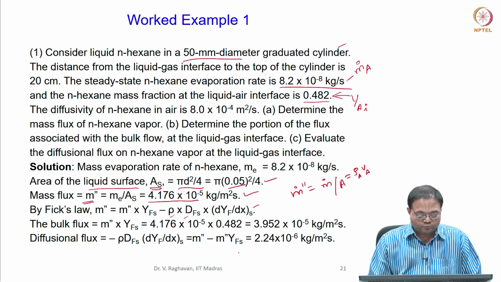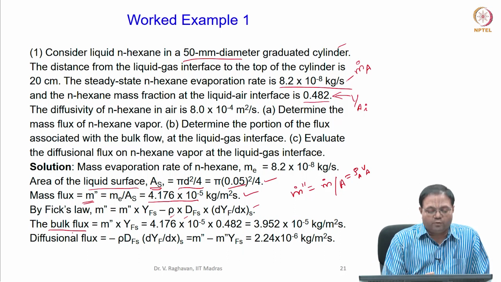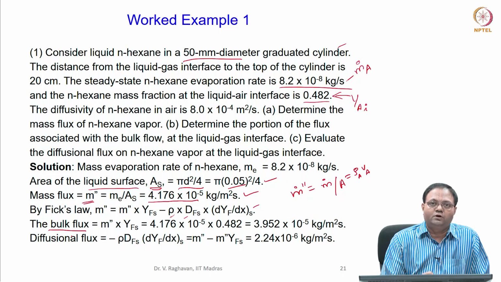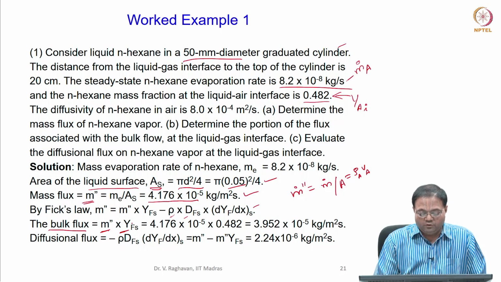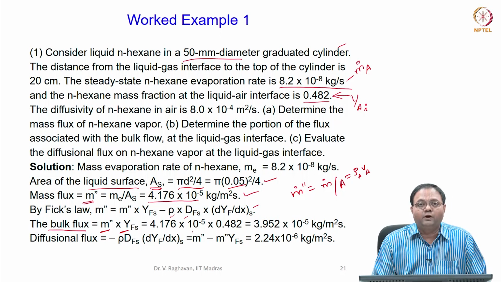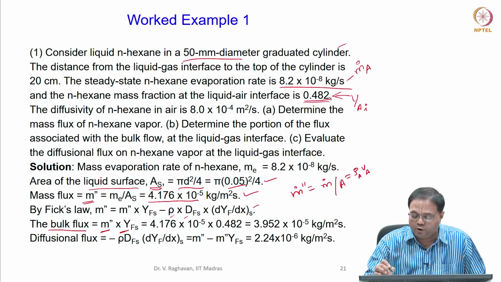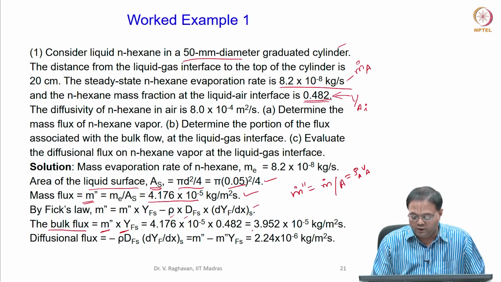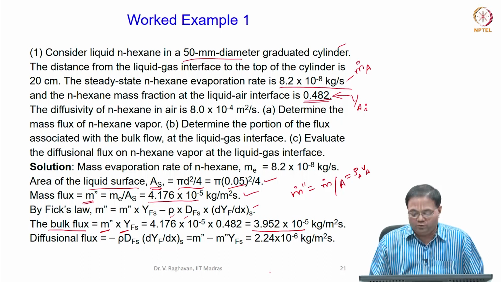Okay, now the bulk flux, or the total flux contributed by the convective part, is m double dash into YFS, the first term. So, m double dash is 4.176 into 10 power minus 5 kg per meter square second, into the mass fraction of the fuel at the interface. Okay, this is given here as 4.482. So, substitute that, you will get 3.952 into 10 power minus 5 kg per meter square second.